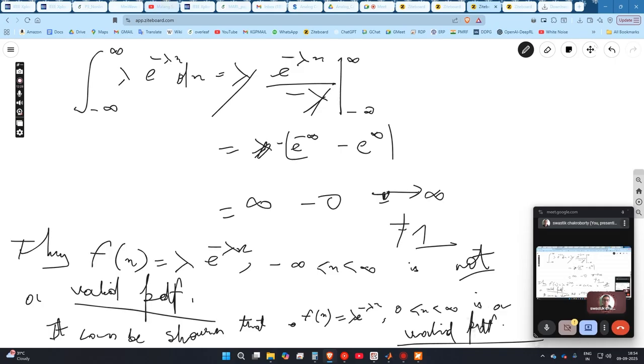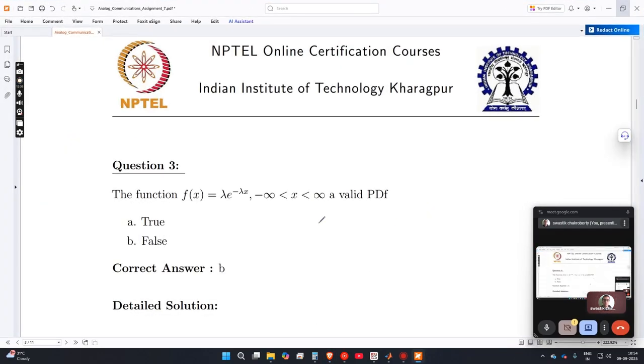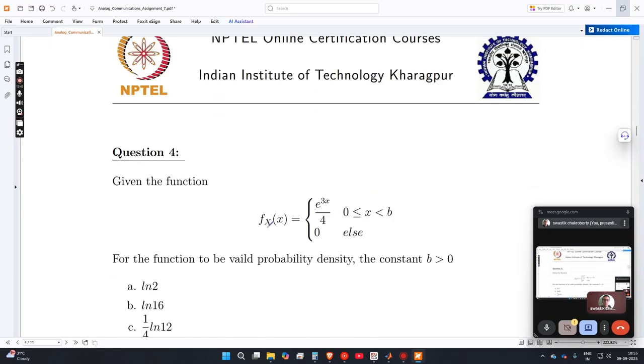Next question. Consider the function f(x) equal to e to the power 3x by 4, where x varies from 0 to b. For the function to be a valid probability density, the constant b should be what? So here f(x) is given. Now you have to find b, the domain.